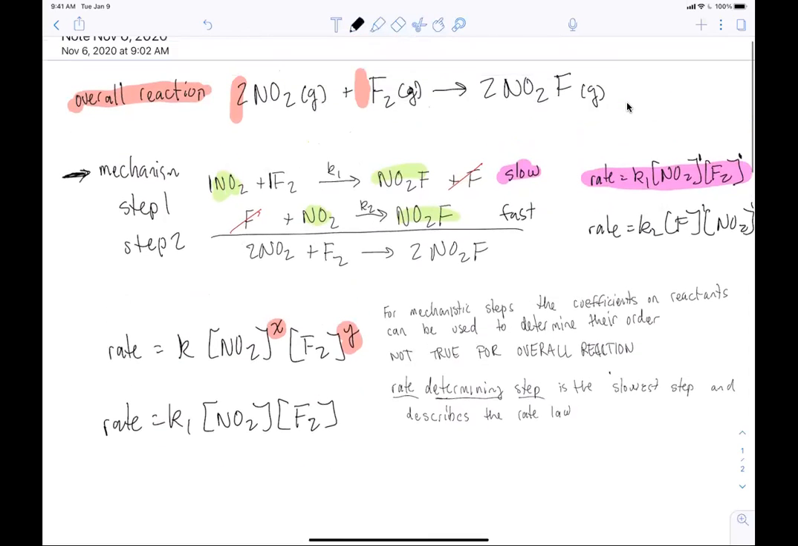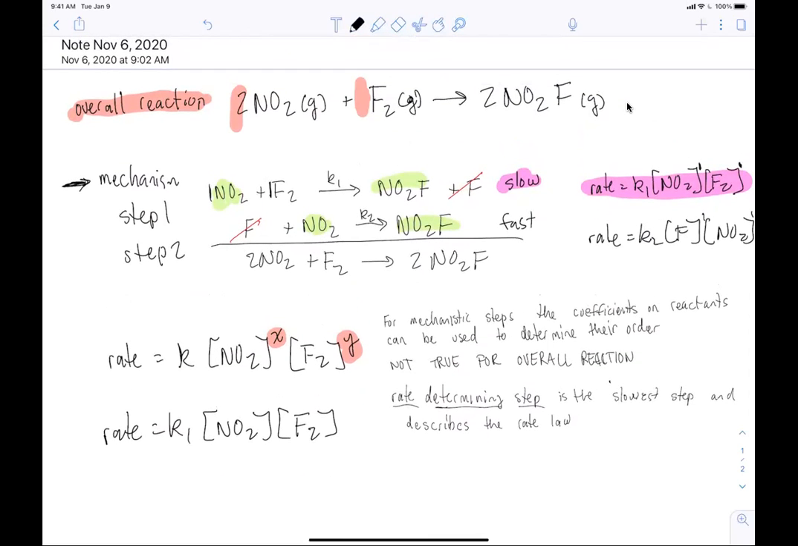Yeah, so in this case, K1 would be the same as K. And we'll get to what gets weird with K. You know which one is the slow step.